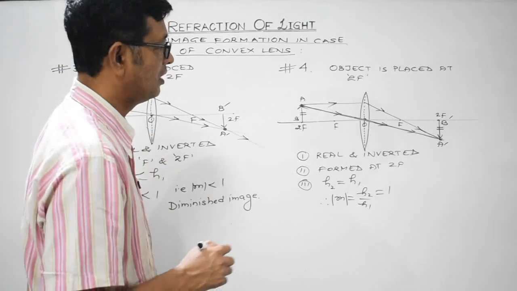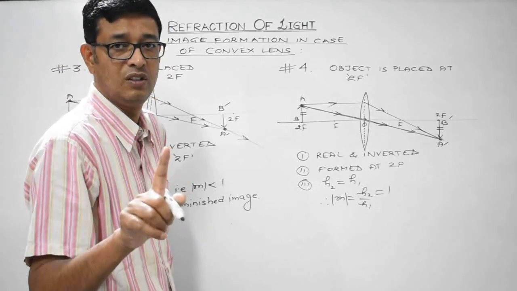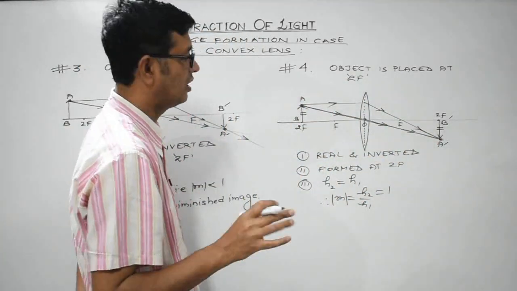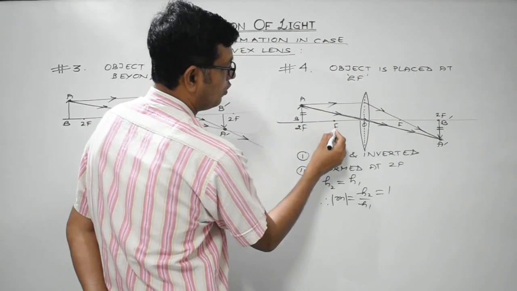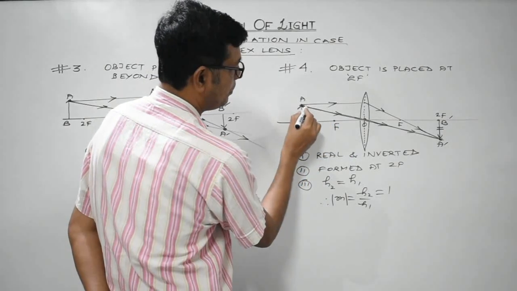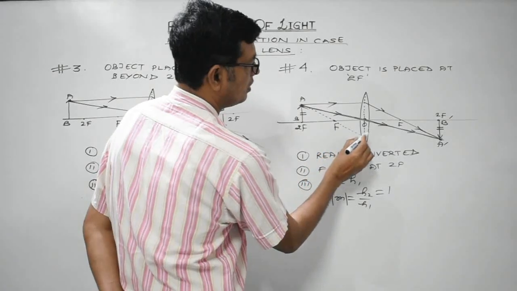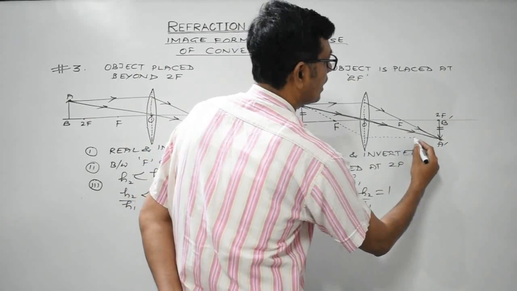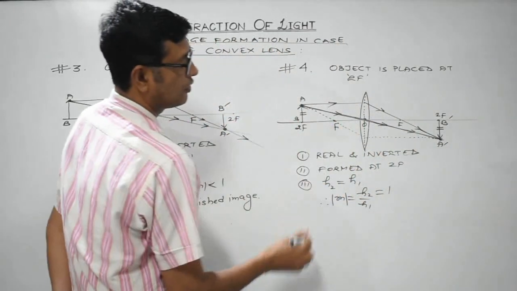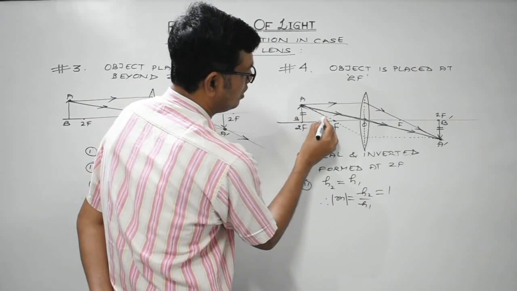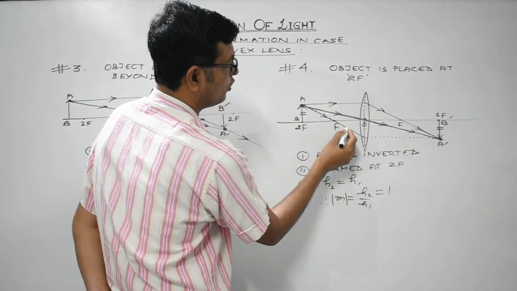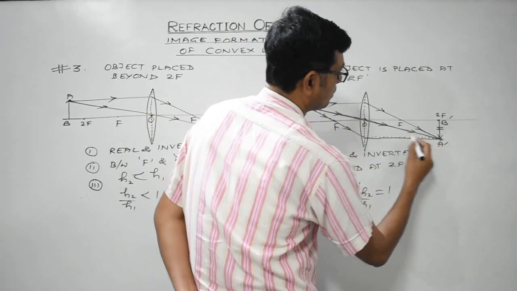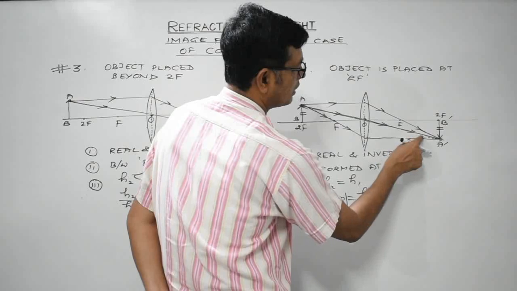Here I must tell you, if you would have made use of the third rule, then also you would have got the image at the same position. I'll tell you. So one of the rules left was ray passing through the focus. After refraction, it will become parallel to the principal axis. So you will get the same point of concurrency. So this is the rule. Ray of light passing through the focus, after refraction, becomes parallel to the principal axis.